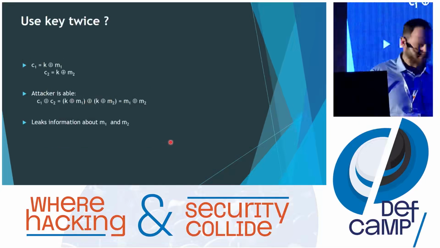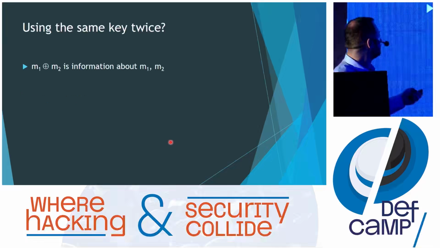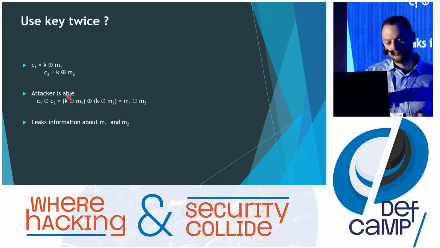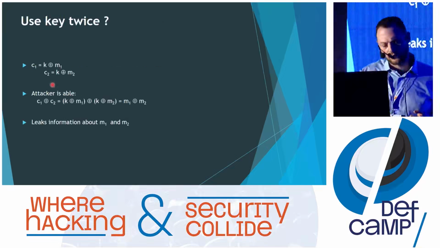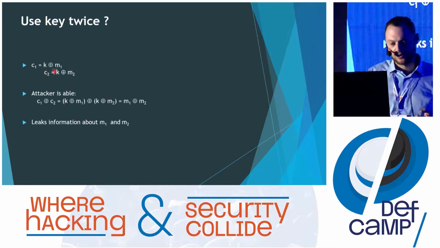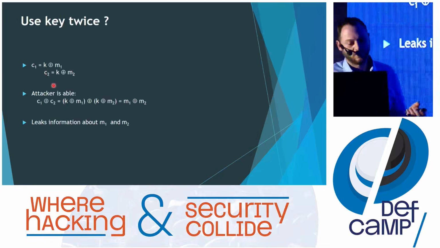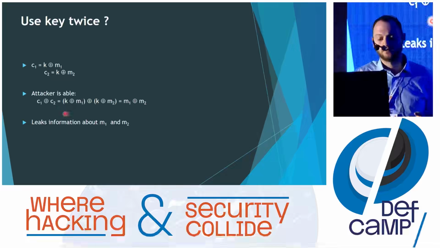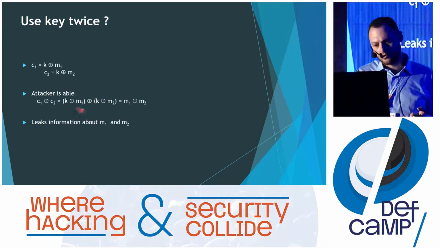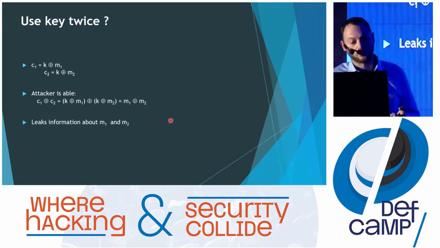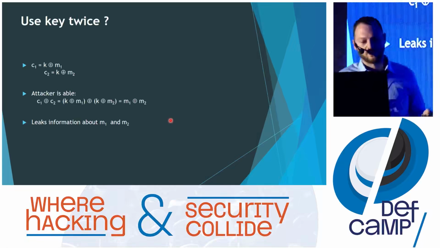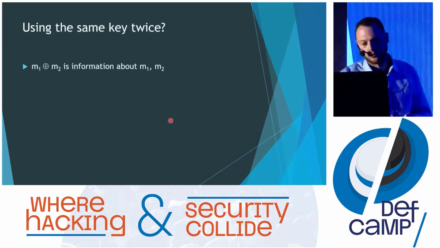Now here is a little proof that we cannot use the key twice. So here is the first cipher, the second cipher. The first cipher is got by encrypting the first message with the key, and the second cipher is got by encrypting the second message with the same key. When we XOR the ciphers, once more key XOR key is 0, and we are left with the XORed messages. So if we have two ciphers, we can just XOR them and get the XOR of the messages. So we leak some information about M1 and M2.